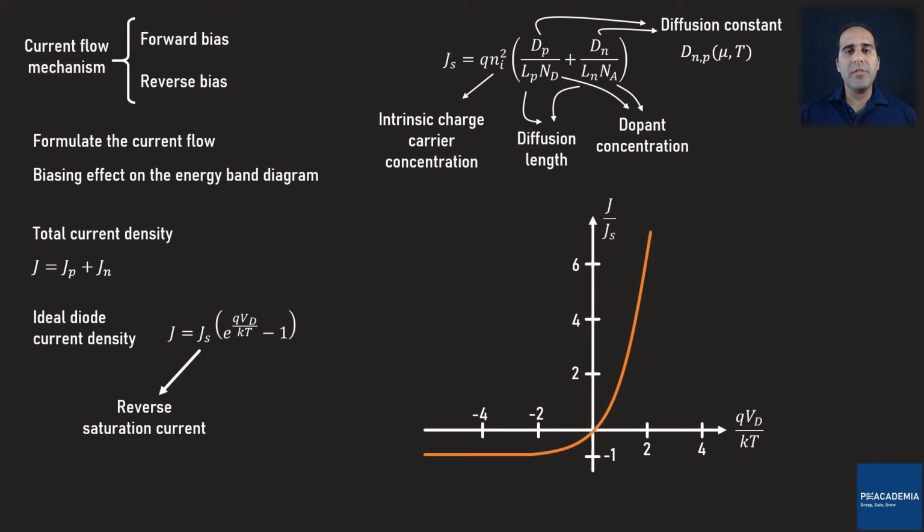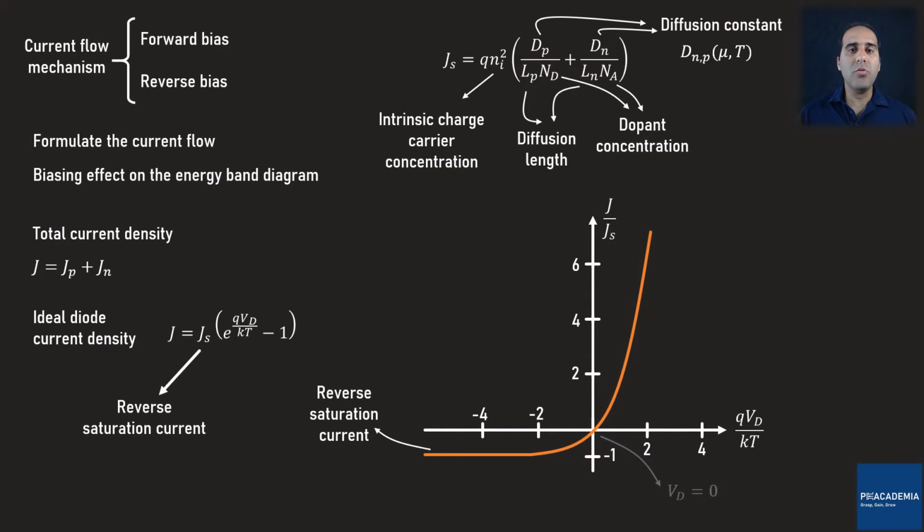This diagram shows the normalized current density versus the normalized voltage applied to the PN junction. Under the reverse bias, Vd is negative. For a very small reverse voltage, on the order of a couple of thermal voltages, the negative current through the PN junction becomes constant. In other words, it is saturated. We already called this current the reverse saturation current Js.